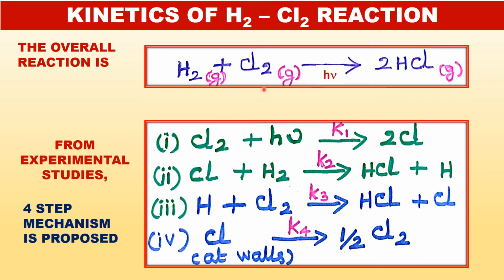This chlorine atom is highly reactive, therefore it immediately reacts with hydrogen to give HCl plus a highly unstable, highly reactive hydrogen atom. This hydrogen atom then immediately reacts with Cl2 to give HCl plus a chlorine atom. Two chlorine atoms collide at the walls at the same time to give Cl2 gas.